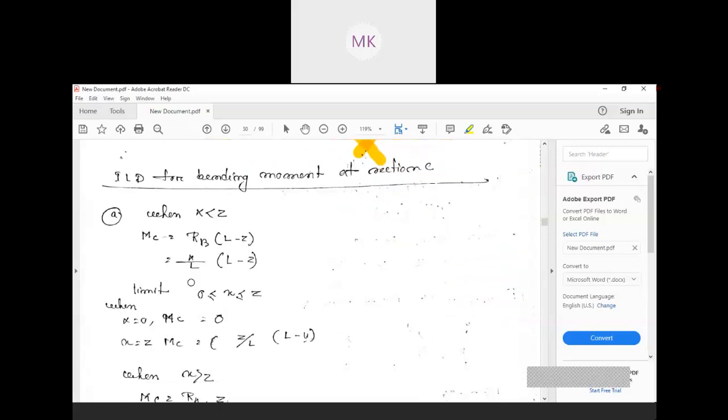Next, we need to find out the bending moment at that section C. For bending moment, again, first we consider x less than z, similarly we consider x greater than z. So when we take the moment about RA, it will be given by this equation: RB into (L minus z). Just put the value of RB here. RB we already know is x by L. This (L minus z) is simply kept like that. Next again we need to use this limit, 0 less than x less than z. The same thing we need to repeat again and again.